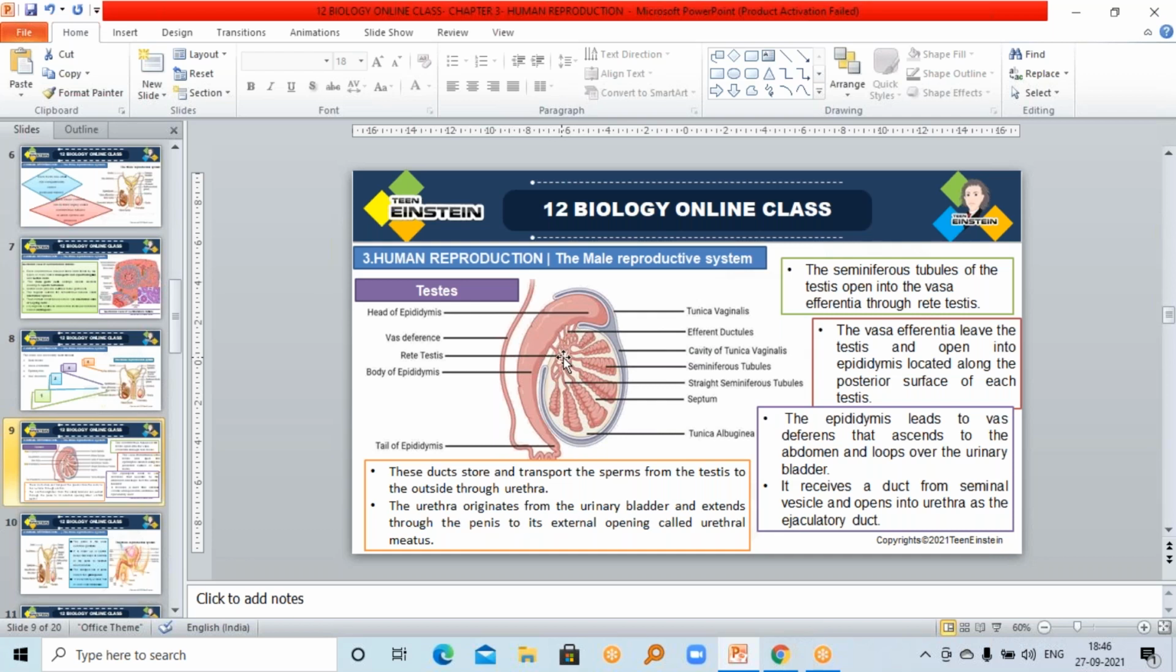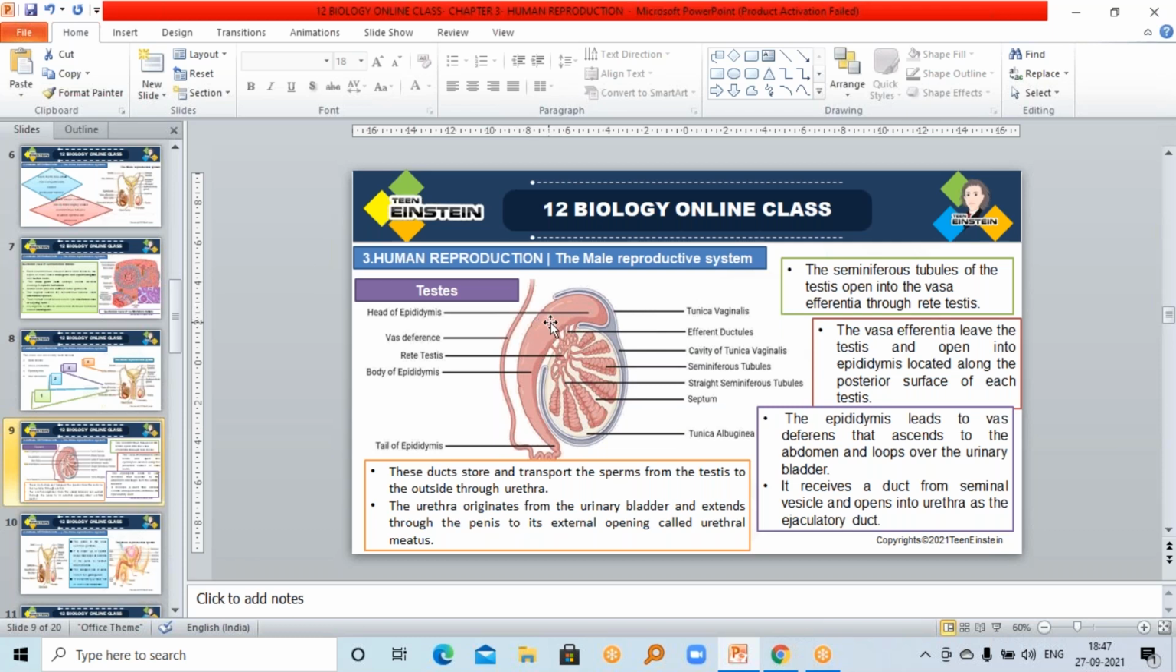And the rete testis opens to the vasa efferentia. That is mentioned as efferent ductules. You can see here in the picture it is marked as efferent ductules, vasa efferentia. The vasa efferentia leaves the testis and opens to the epididymis, which is located along the posterior surface of the testis. Here is the posterior surface of the testis, and here the vasa efferentia opens to the epididymis. This is the epididymis. This is the head portion, this is the middle portion or the body portion, and this is the tail portion.